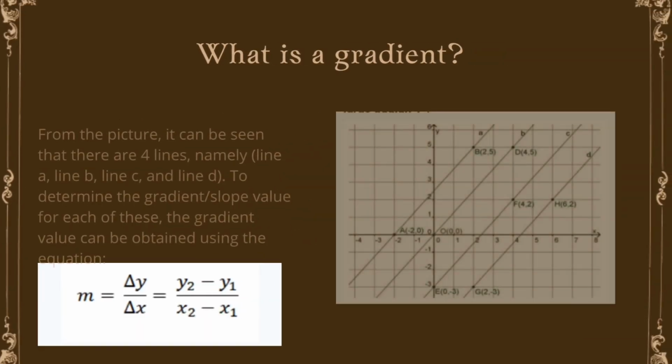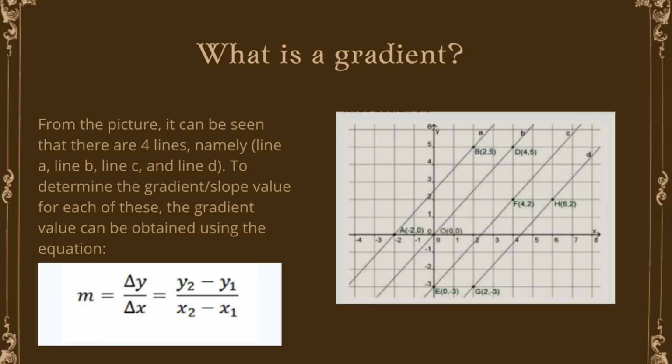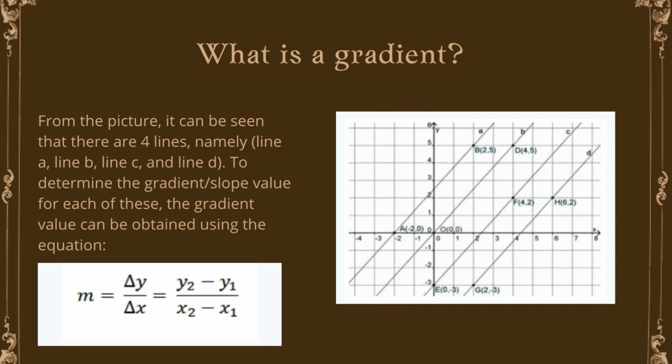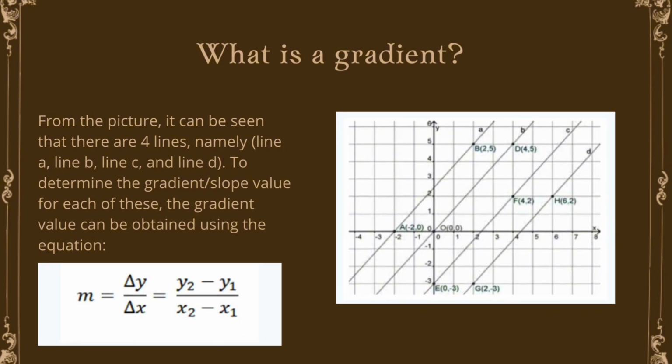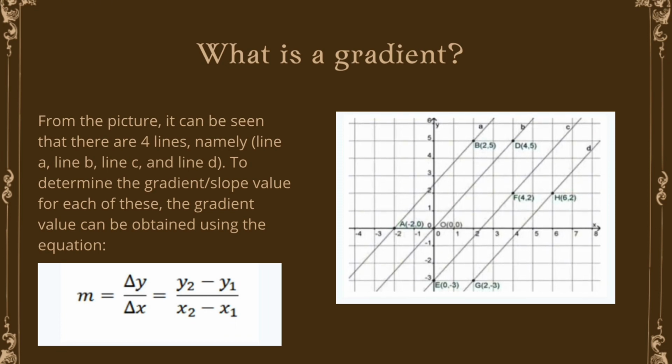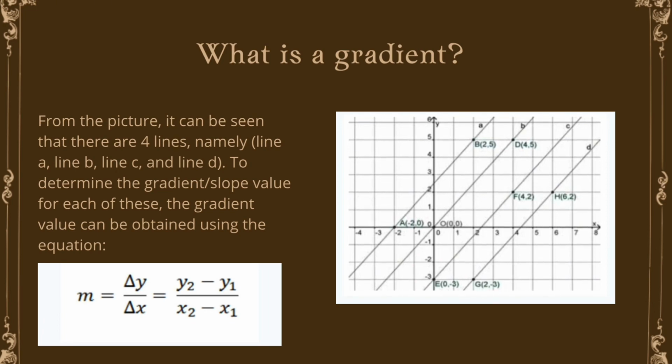From the picture, it can be seen that there are 4 lines, namely line A, line B, line C, and line D. To determine the gradient or slope value for each of these, the gradient value can be obtained using the equation m equals (y2 minus y1) divided by (x2 minus x1).